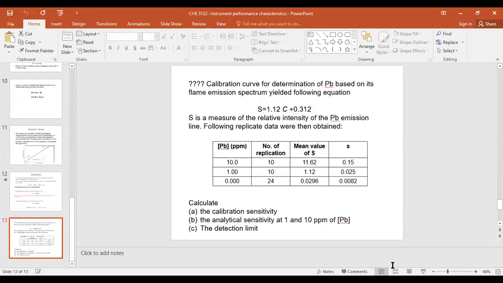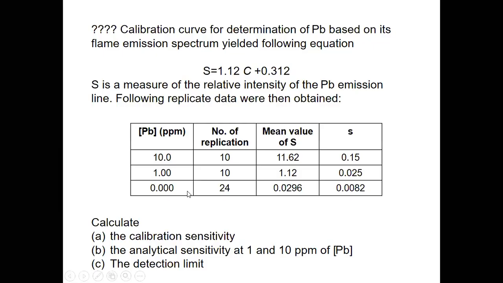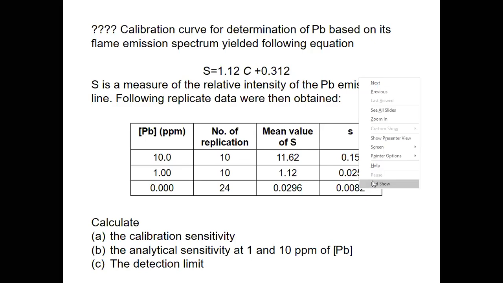Now, the detection limit here, this is the blank signal. So when you calculate the signal at the detection limit, you have to use this blank signal. So lead concentration 0 means blank. So this is the blank signal, this signal plus 3 times the standard deviation of blank. This plus 3 times this. Then that will give you the signal at the detection limit.